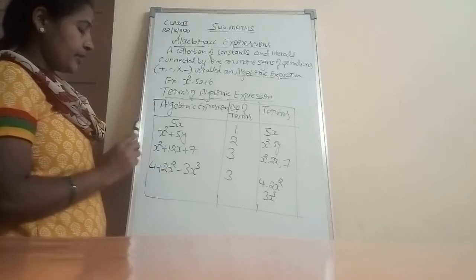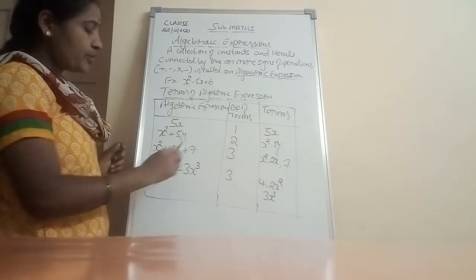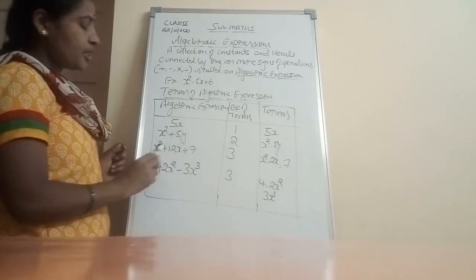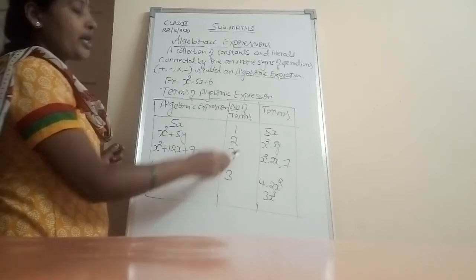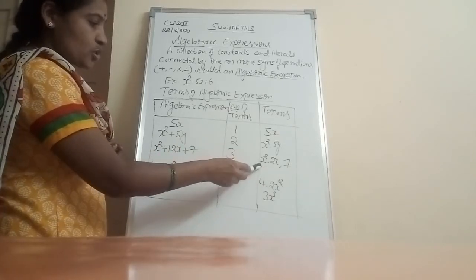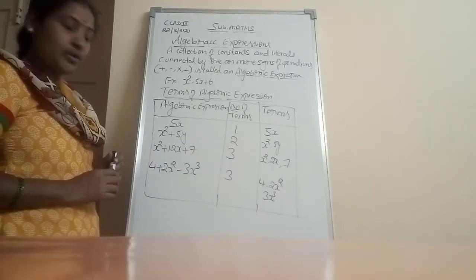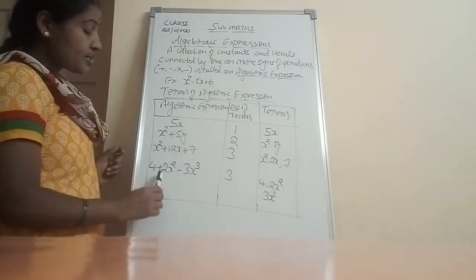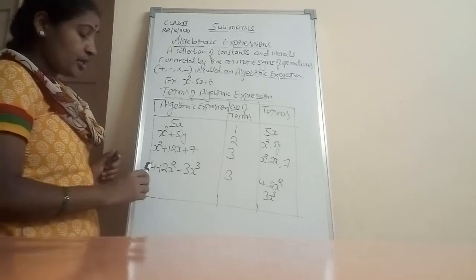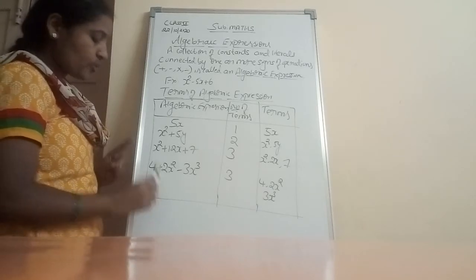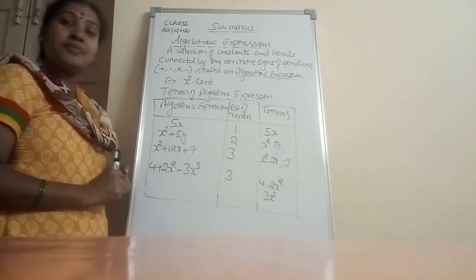Okay. The third one, x square plus 12x plus 7. So you count, children, how many terms are there. x square is one term, 12x is one term, 7 is one term, totally 3 terms are there. And which are the terms? x square comma 12x comma 7. Understood? Last one, 4 plus 2x square minus 3x cube. So here how many terms are there? 4 is one term, 2x square is one term, 3x cube is one term. So totally 3 terms are there.